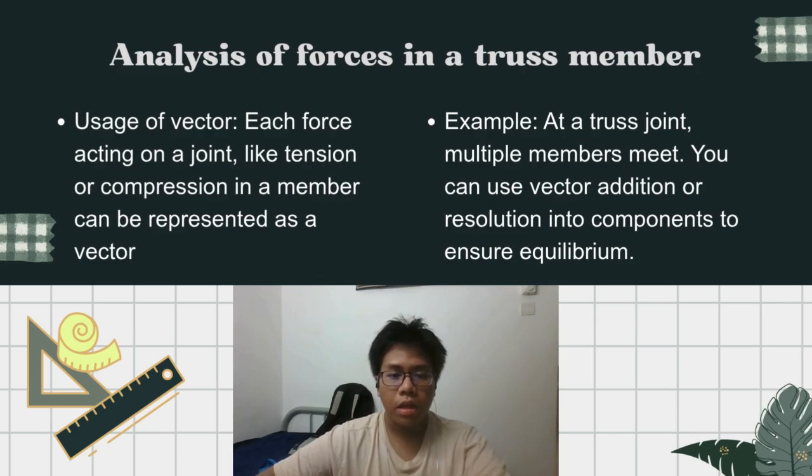Analysis of forces in the truss member. Usage of vector. Each force acting on a joint, like tension or compression in a member, can be represented as a vector. Example: at a truss joint, multiple members meet. You can use vector addition or resolution into components to ensure equilibrium.